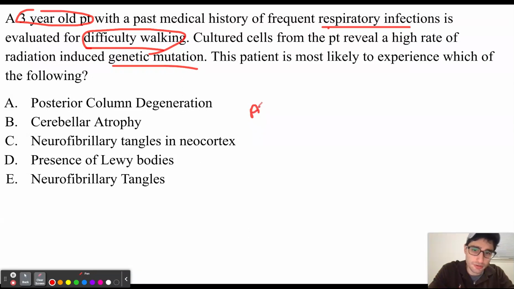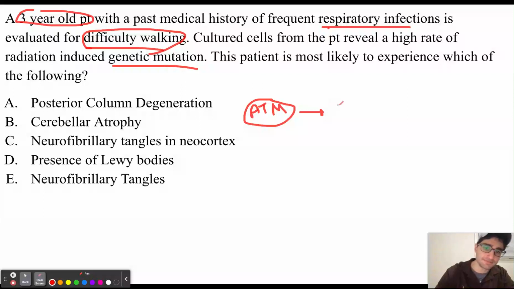Ataxia-telangiectasia is going to be due to a mutation within the ATM gene. The ATM gene is going to be important for repairing double strand breaks that occur within our DNA. Now, as a result of a defective repair system, we're going to have accumulation of mutated cells within the body.